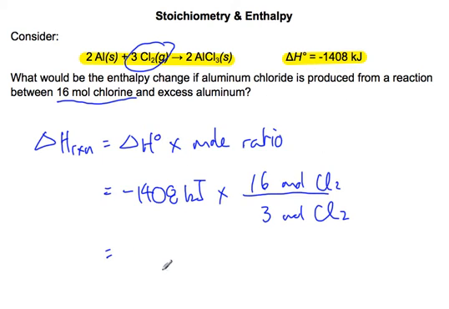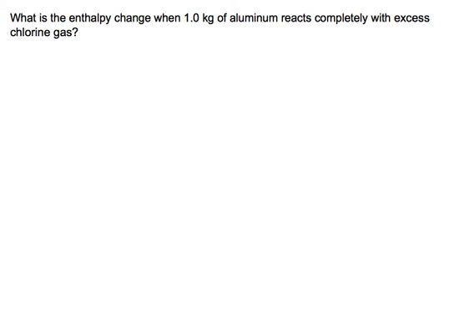And so when we do the math on that one, we get negative 7,509. Again, that makes sense because we're reacting 16 moles of chlorine, not 3. 3 moles of chlorine yield 1408 kilojoules of energy, so 16 moles must yield more. Let's look at another example.